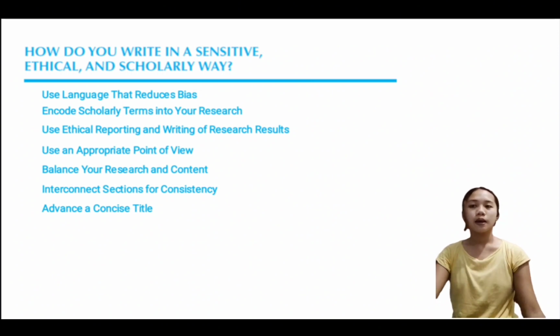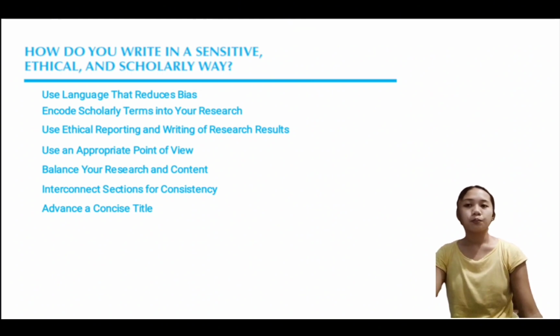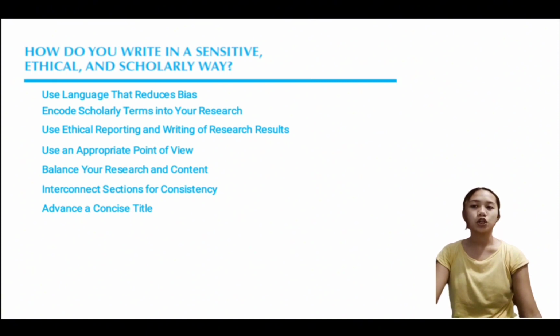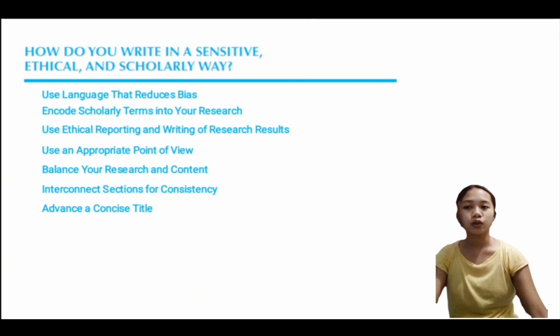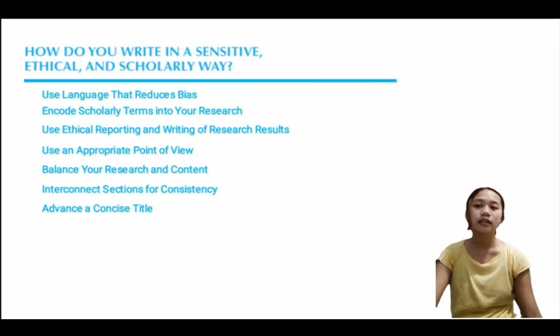Next is to use ethical reporting and writing of research results. Strive for honesty in all scientific communications. Honestly report data, results, methods and procedures, and publication status. Do not fabricate, falsify, or misrepresent data. It is important to adhere to ethical principles in order to protect the dignity, rights, and welfare of research participants.